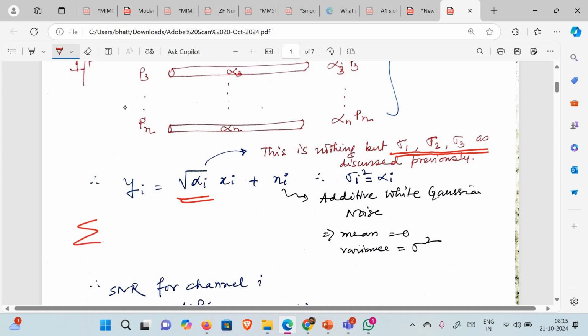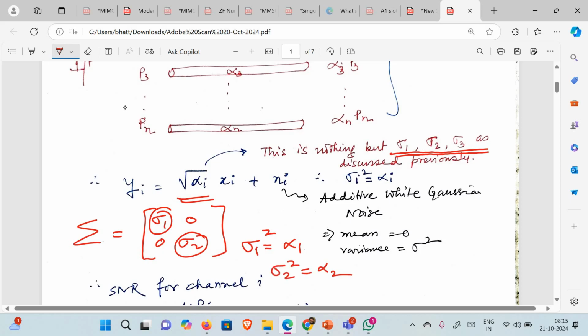If you remember the sigma array which you have done recently for your CAT, I guess you are already familiar with it: sigma 1, 0, 0, sigma 2, like this. So these sigma values that you are looking at: sigma 1 squared is nothing but alpha 1, and sigma 2 squared is nothing but alpha 2, like that. So the channel gains can be inferred quite easily from the decomposed sigma array.